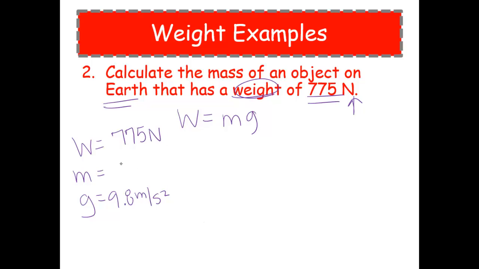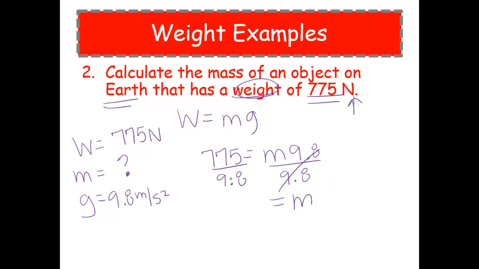So look, the only thing you do not have is the mass. So guess what? Plug and chug. W is 775. Mass is unknown, so I'm going to leave that as an M. My g is 9.8. You're going to have to divide each side by 9.8. So the 9.8s are gone, leaving you M, but you still have this over here, which means you take your handy dandy calculator and divide 775 by 9.8. That's about 79.1 kilograms, because it's mass, so you would label it kilograms.